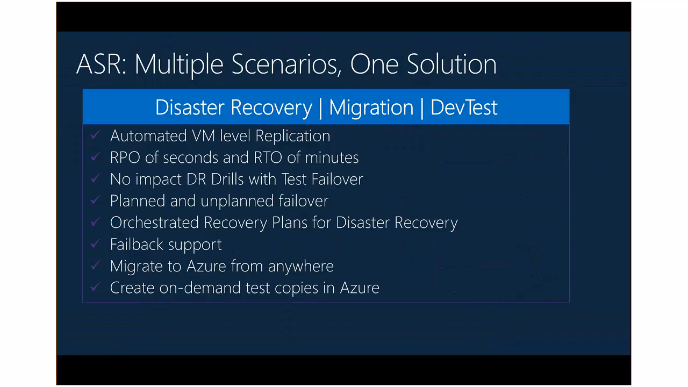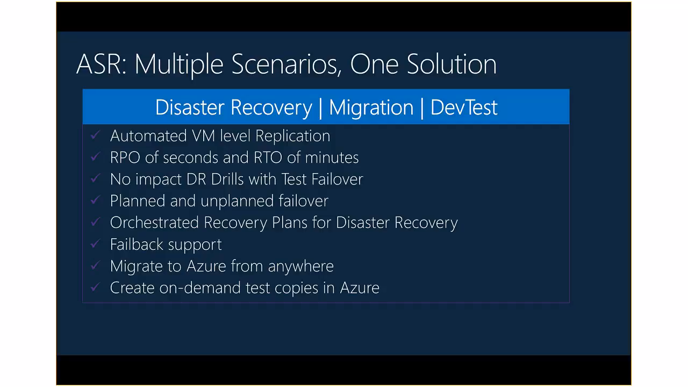So what does ASR bring to the table? One, it brings multiple scenarios across one singular solution. It allows for automatic VM-level replication of data, and this can be set up to do as low as 30-second replication intervals, or 5 minutes or 15 minutes, depending on what your RTOs and RPOs are. Those RPOs can go as little as seconds. Your RTOs can be as little as minutes.